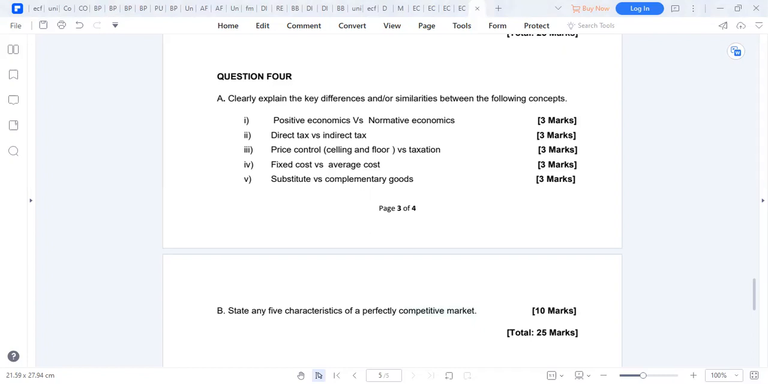Messi. I was saying it is that there's freedom of entry and exit of the market. Yes. What else?